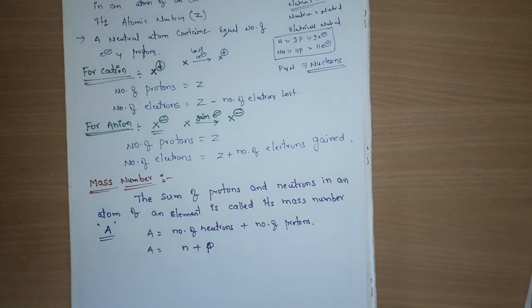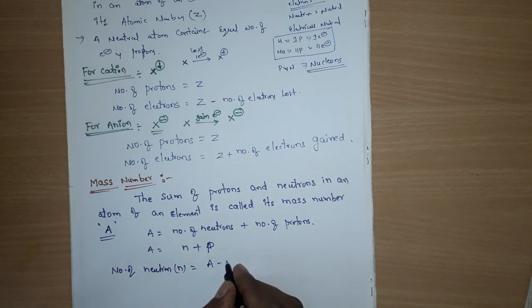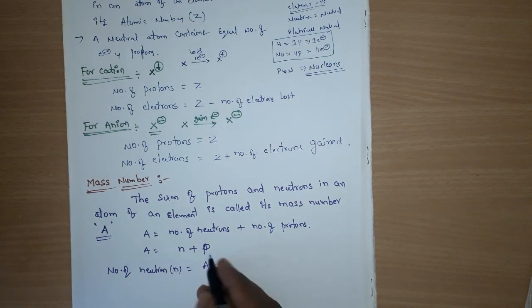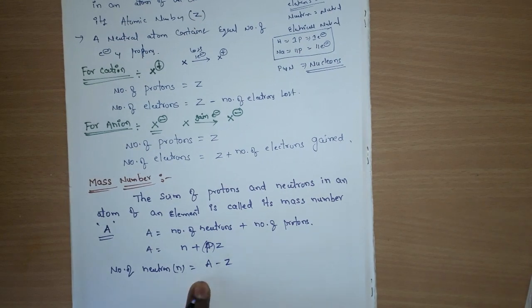Next, the number of neutrons. A is equal to N plus P, so the number of neutrons is equal to A minus Z. Here, in place of protons we can also write Z, Z or P, whatever it may be. So the number of neutrons is equal to A minus Z.